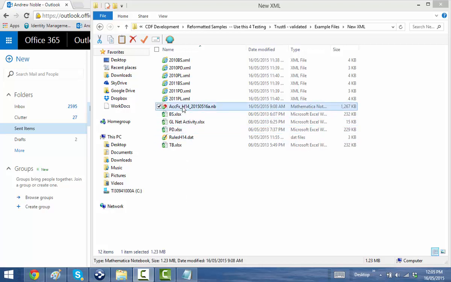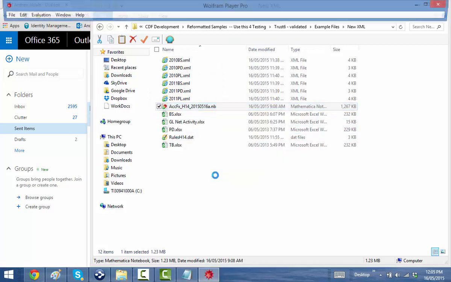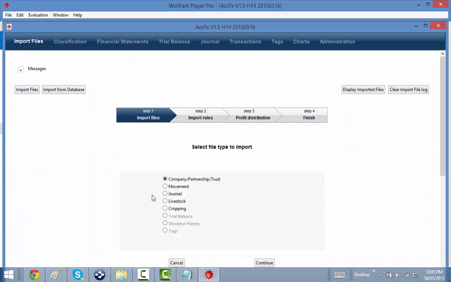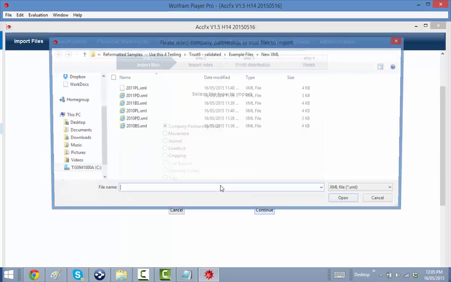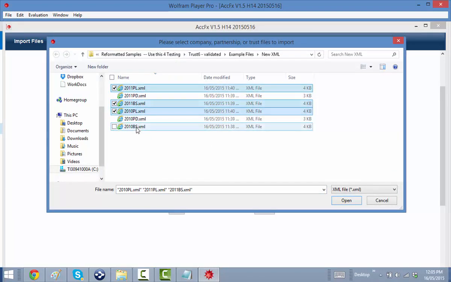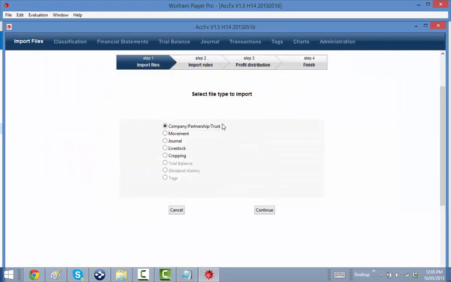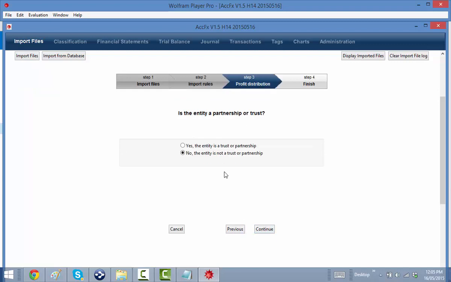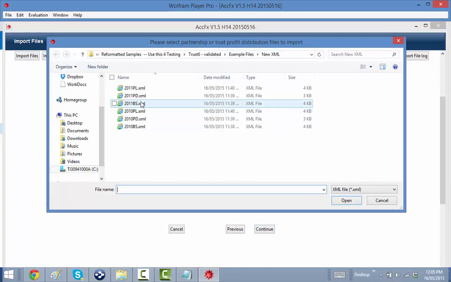So let's classify out this trust. We'll start from scratch, and we'll work in with the profit and loss and balance sheets, a 2-year comparison. We won't bring any rules in. We're going to start from scratch as we mentioned. There's a trust, so we do need to bring in the profit distributions.